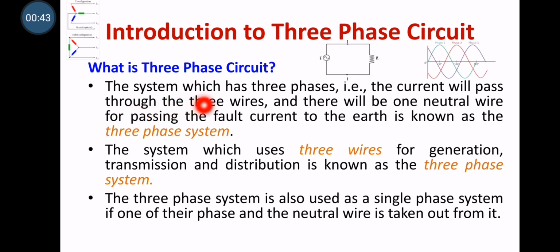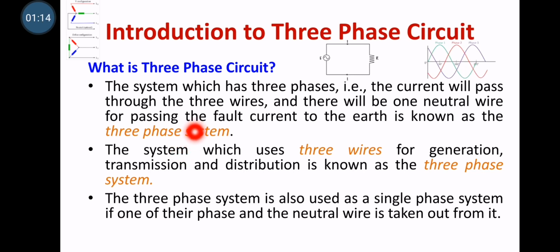The system which has three phases, in spite of one phase, where the current will pass through the three wires and there will be one neutral wire for passing the fault current to the earth, is known as a three phase system. I told you about the star connection and delta connection. Star connection is called a three phase four wire system, but delta connection is called a three phase three wire system. The neutral is present only in star connection, but in delta there is no neutral. I will tell you about that thereafter.